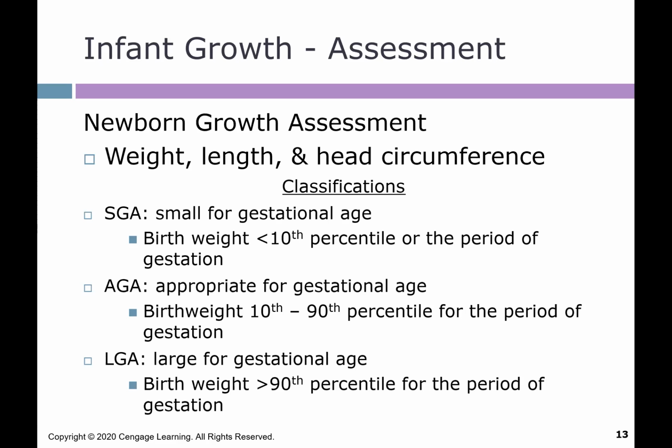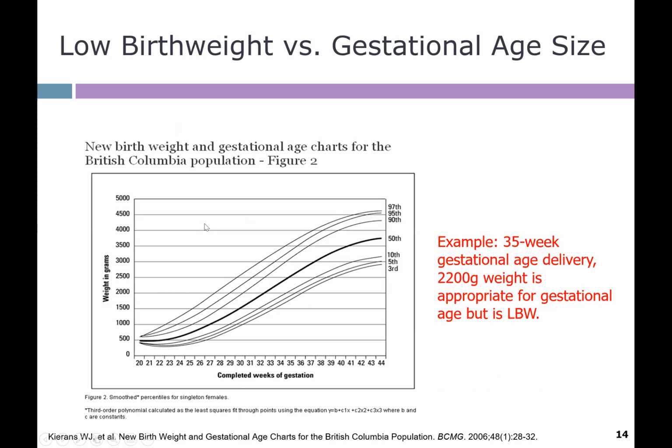And from that information, you can categorize them as small for gestational age, appropriate for gestational age, or large for gestational age. So this just gives another way of looking at their size at birth. And using these categories, you can also classify them into risks, just like you would when looking at birth weight. So low birth weight and gestational age size don't always align, which is important to note.